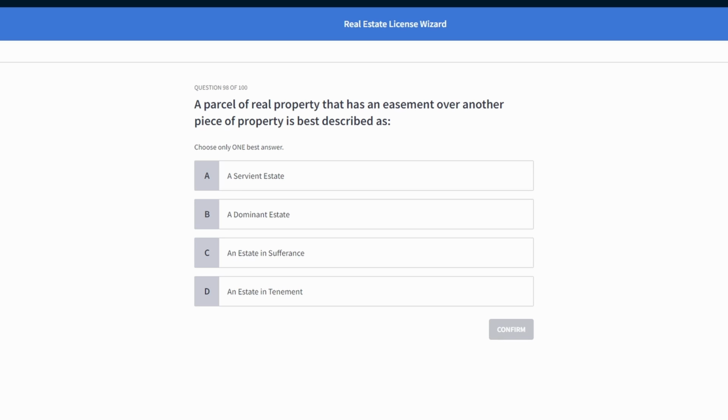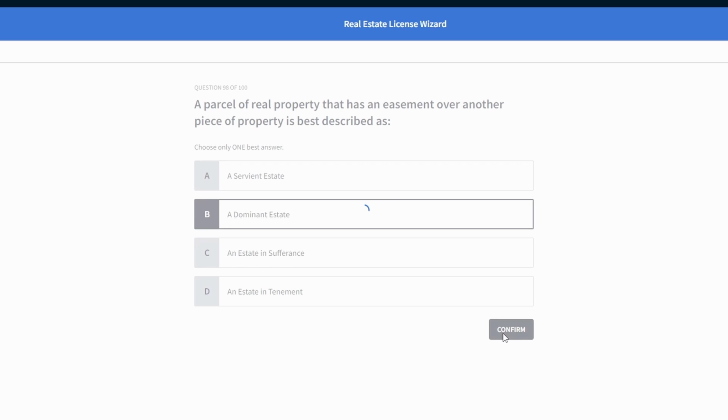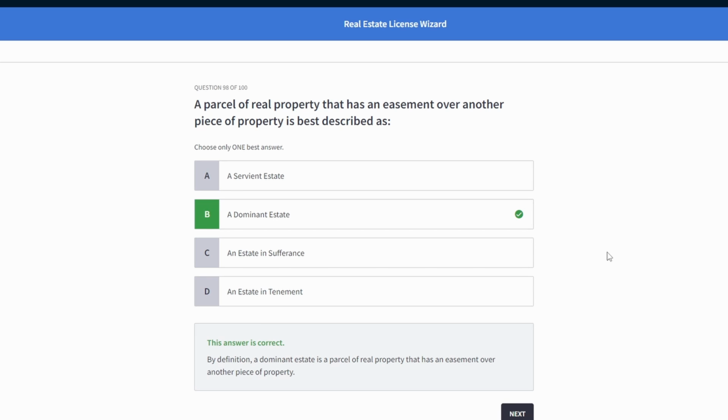Alrighty. So a parcel of real property that has an easement over another piece of property is best described as what? Well, that's going to be B, a dominant estate. So by definition, a dominant estate is a parcel of property that has an easement over another piece of property.